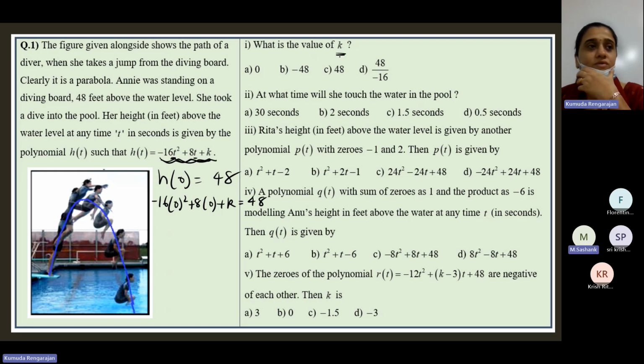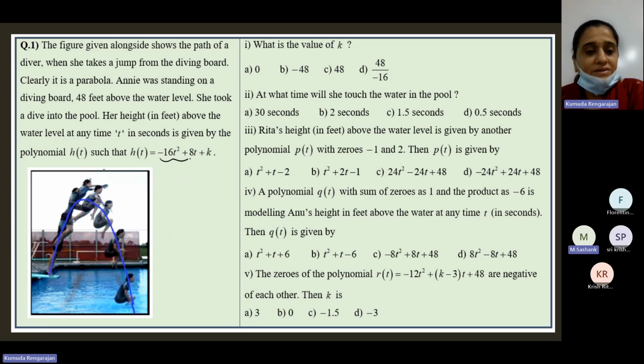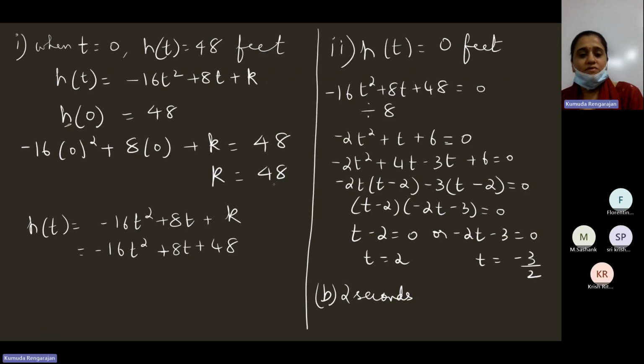So that's how we found the value of k. And then after finding the value of k, you should complete Annie's quadratic polynomial. Use the value of k here. See here, once we found the value of k, h of t is minus 16t square plus 8t plus 48. We should use this for further calculation, not that plus k.